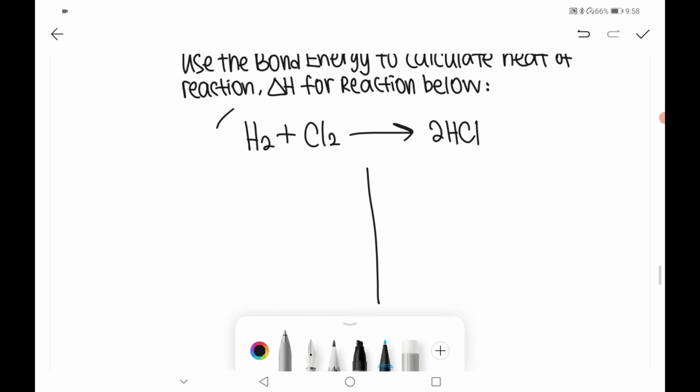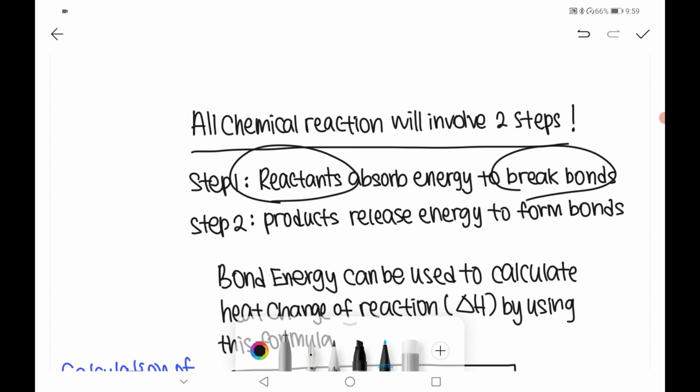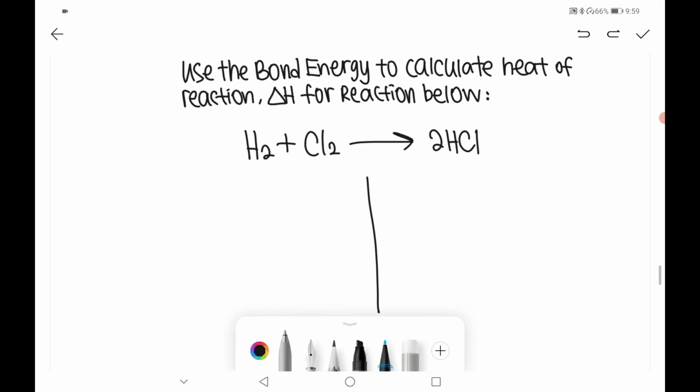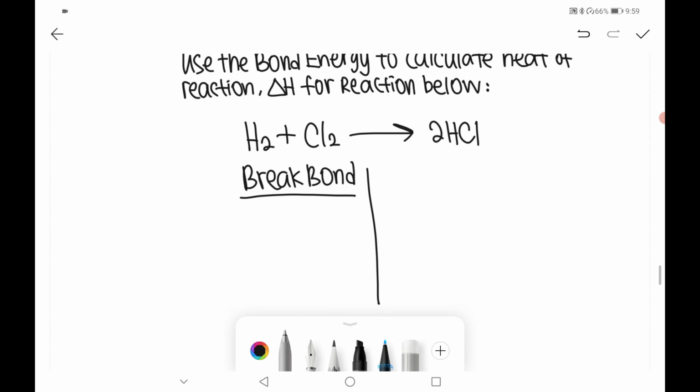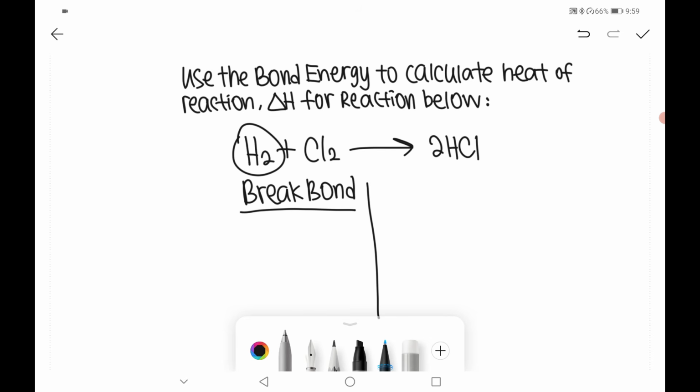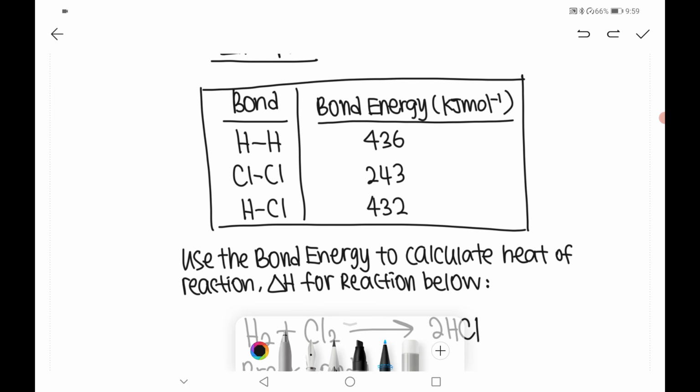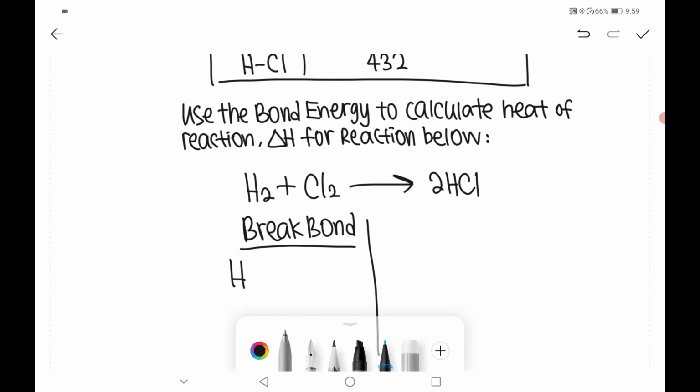The left hand side is the reactant, the raw material. With raw material, what we need to do? We need to break the bond. So on the left hand side, we need to break the bond. What are the bonds you need to break? H2. H2 means H and H bonded together. So you copy this HH bond here.